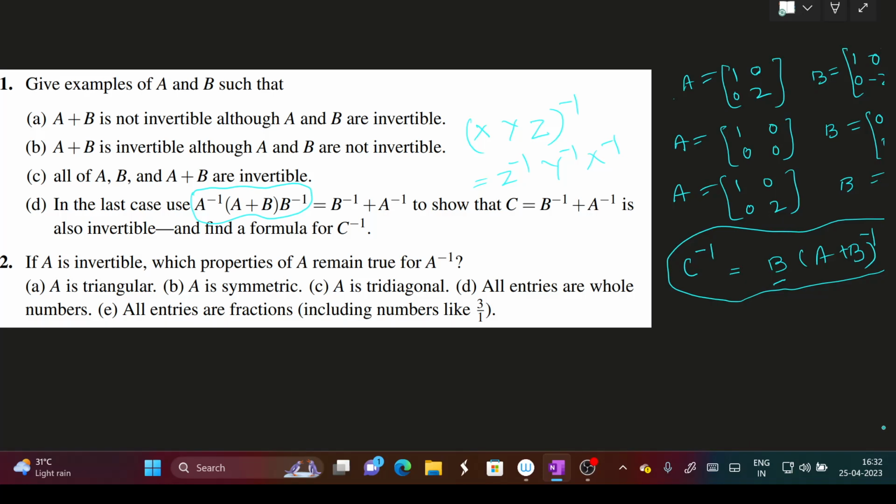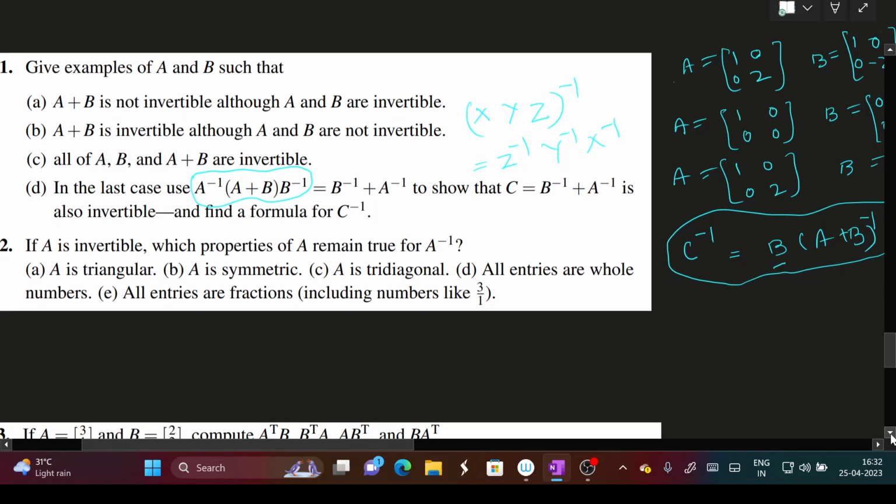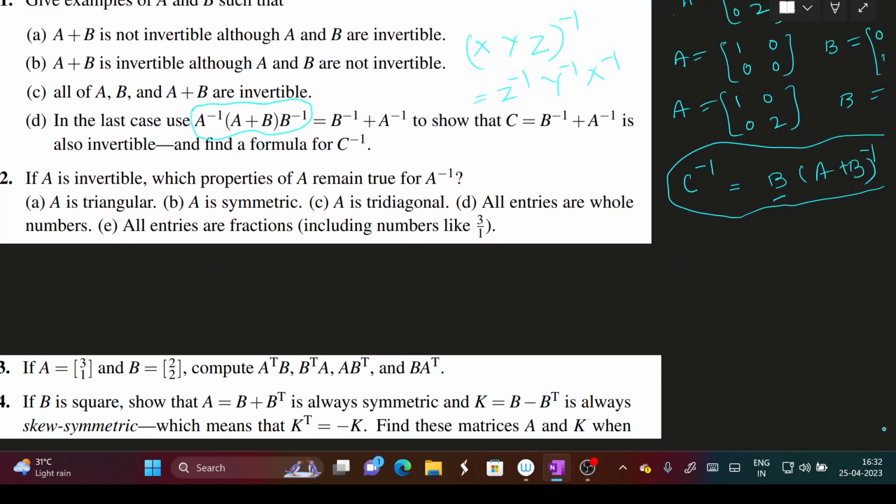Now A is given, it is invertible. Which of the properties of A remains true for A inverse? A is triangular implies A inverse is triangular. This property will be the property. But I still have some confusion regarding this at present. Better we will discuss further. So it is not yet discussed.